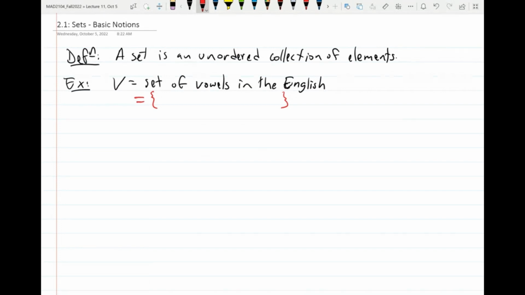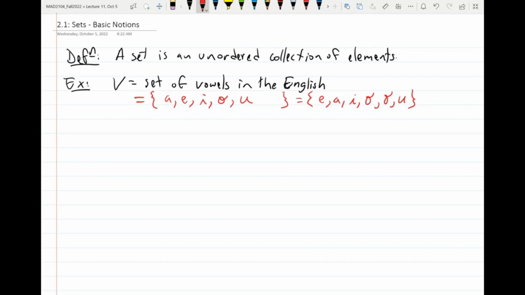For example, what will be the elements in this set? A, E, I, O, U. Yes? The vowels of the English alphabet. So how many elements does this set have? 5 elements, okay? Now, the order is not important. Notice that I said unordered collection of elements. So, for example, this set will be the same as this set; we're going to talk about equality soon. And here I also doubled the O on purpose, okay?